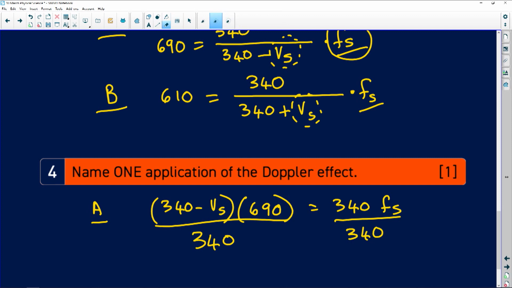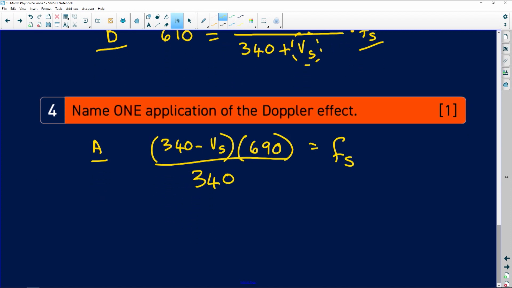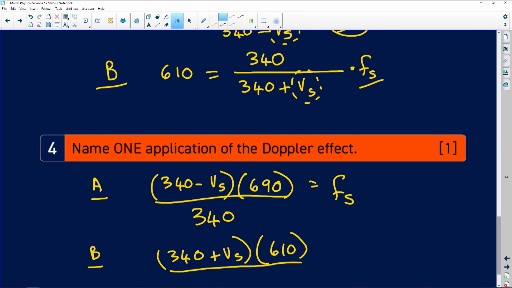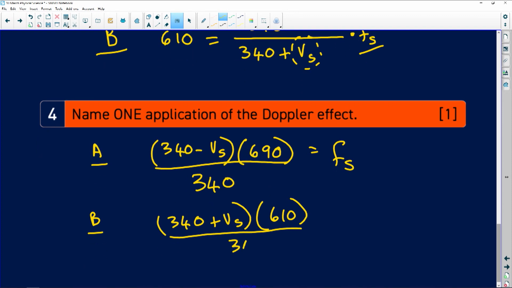And so I'm going to now erase this here. All right, so I've gotten rid of that. So I see for equation A, this is equal to Fs. I'm going to do exactly the same thing with my equation B. So let us do the same thing there. So for equation B, we're going to go 340 plus Vs multiplied by 610 divided by, I'm going to do the same thing, 340 is equal to Fs.